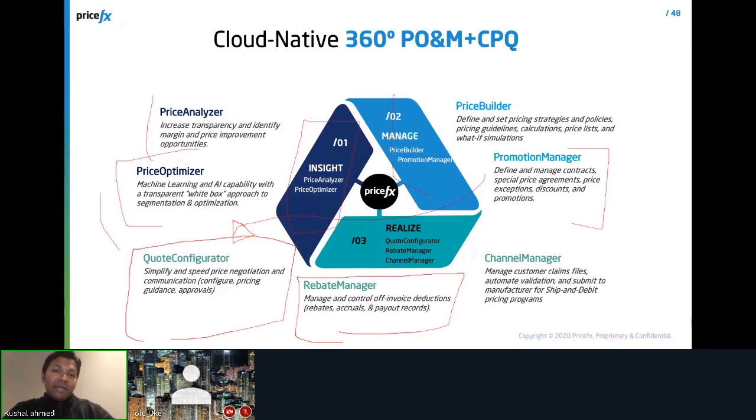Channel manager is primarily related to rebates, but it's ship and debit management. Basically, an organization can sell your products on your behalf. Once they sell it, they come back to you and claim, and then you pay them. The channel manager helps that operation, performs validation, and makes sure you are not losing money there. That's more or less the features that we have.